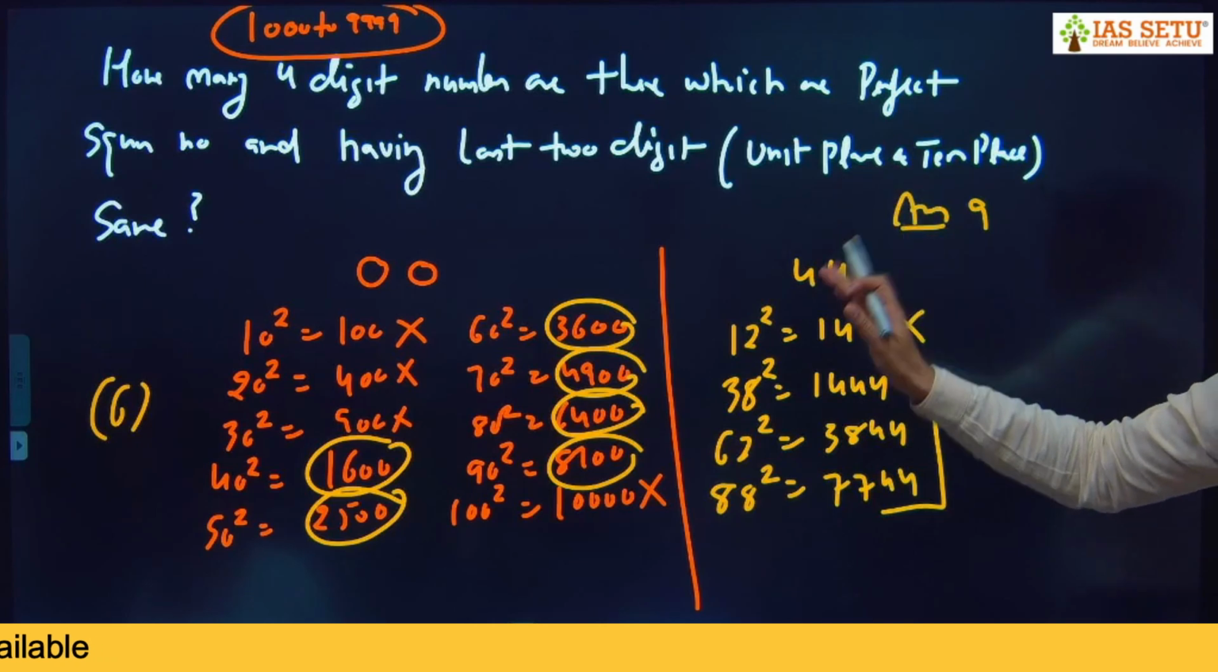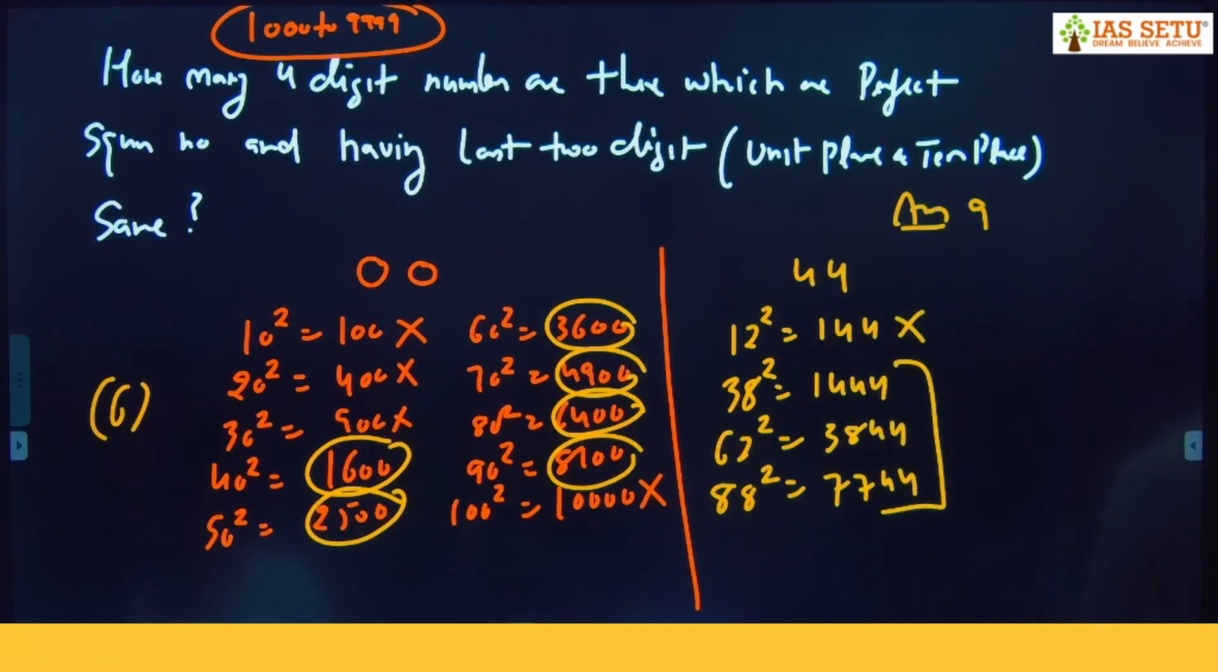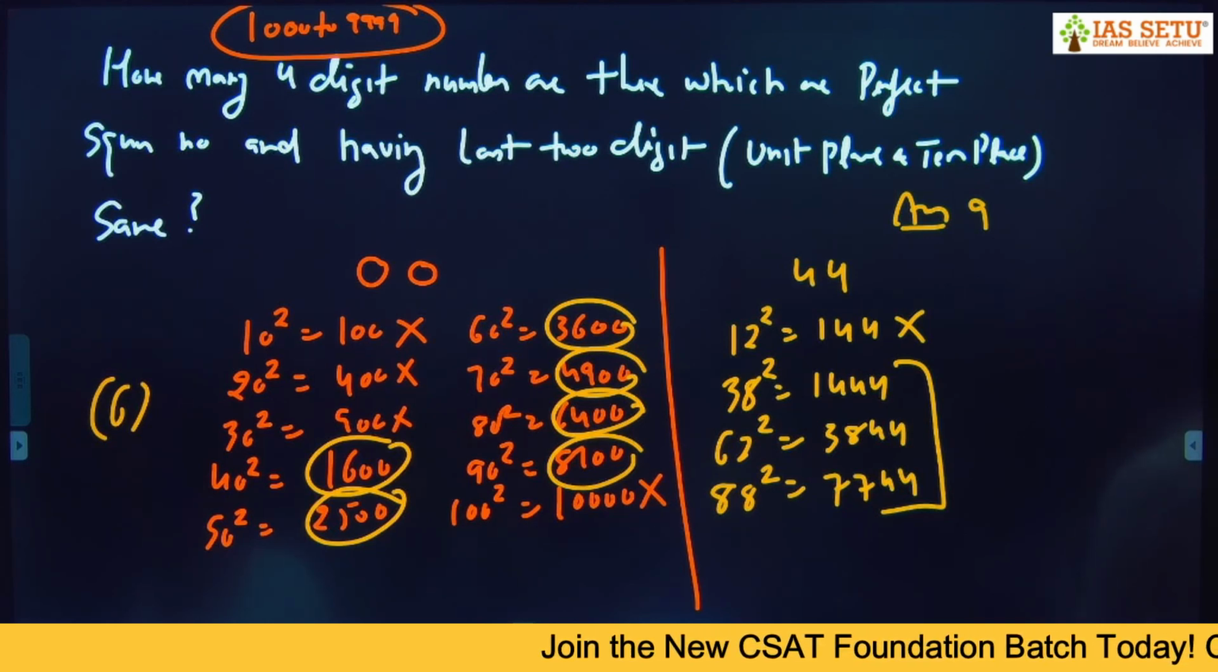So what is your answer? 9 numbers. There are 9 4-digit numbers such that they are perfect square numbers as well as having the same unit place and 10 place digits.